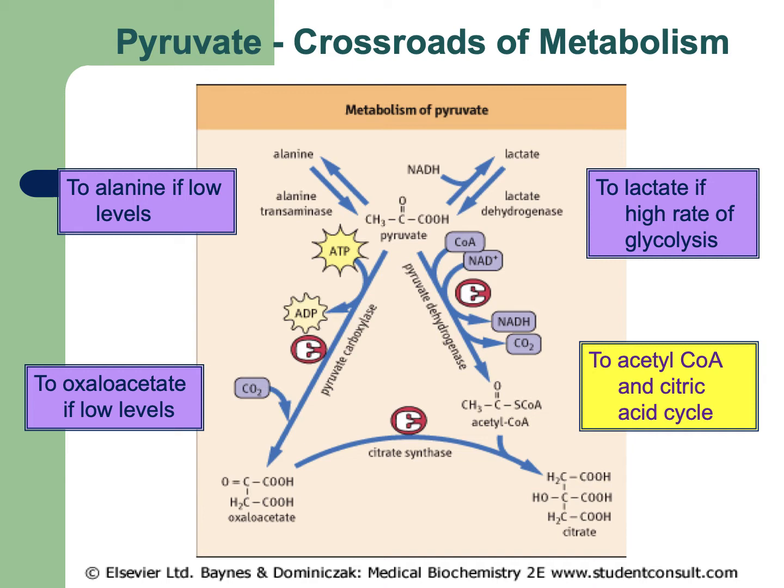This slide is very important, where we look at the crossroads of metabolism in regards to where pyruvate goes. Last online lecture, we talked about the conversion of pyruvate to lactate, which is essential in order to recycle NAD that's needed for glycolysis. This lecture, we're going to talk about the conversion of pyruvate into acetyl-CoA and onward to the citric acid cycle.